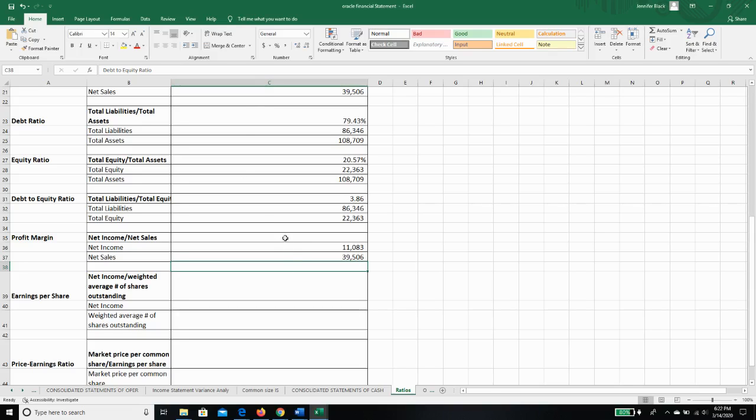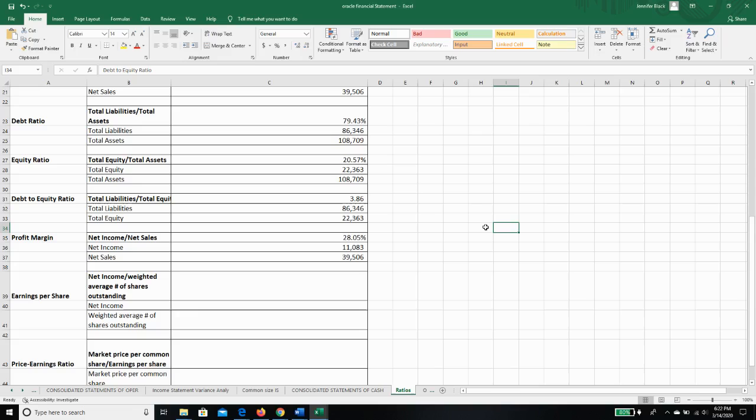So we'll take our net income, divide by net sales, and we're going to make this a percentage. So our profit margin is 28.05% or 28%. That basically means for every dollar we sell, 28 cents is profit.